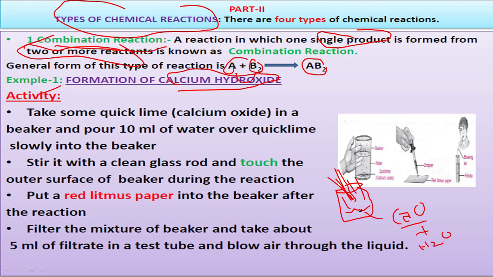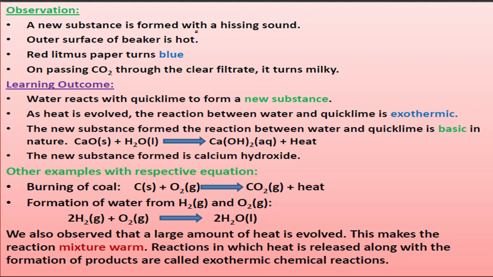You will observe that it leads to the formation of calcium hydroxide, Ca(OH)2, which is also called slaked lime. Now, what will you observe? A hissing sound is produced during the formation of the new substance, calcium hydroxide, and the surface of the beaker becomes hot. If you dip red litmus paper in the solution formed as the product, it changes to blue, because the product is basic in nature.